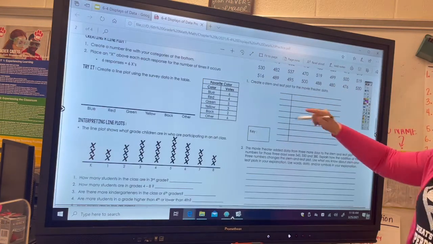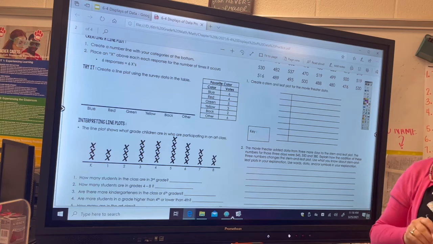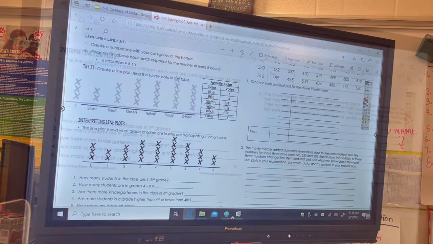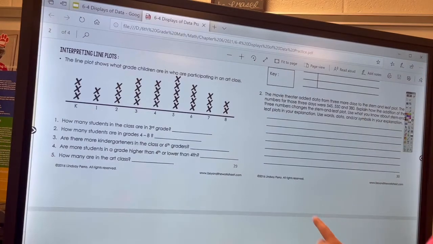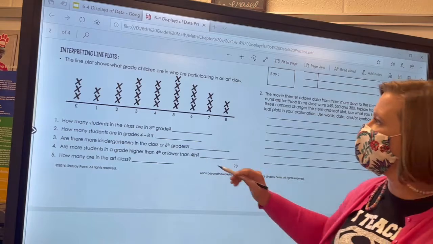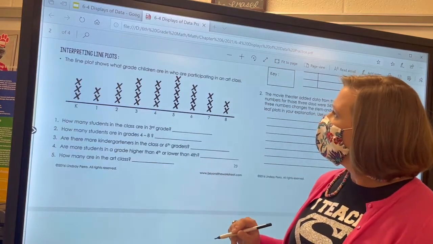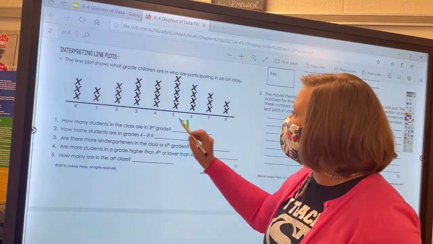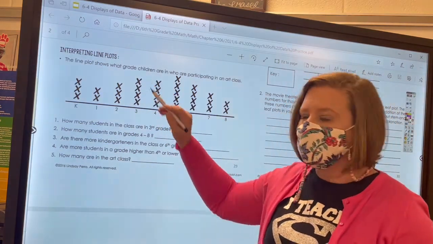All right, have y'all gotten over to the back where you read the line plot? Okay, I'm gonna give you a second. I want you to answer those questions. All right, so if we look at this line plot, how many students are in 3rd grade that are participating in art? How many? 4. Because we have 1, 2, 3, 4 X's.